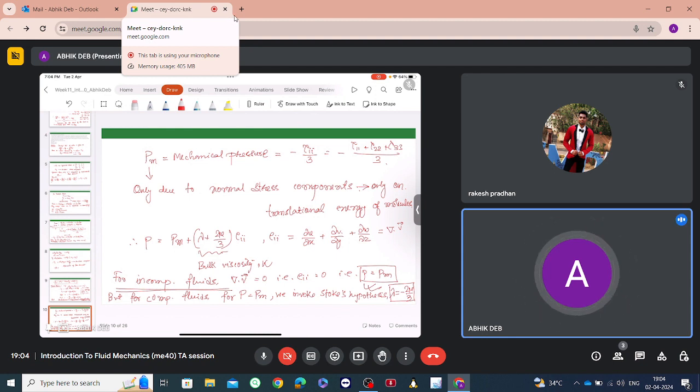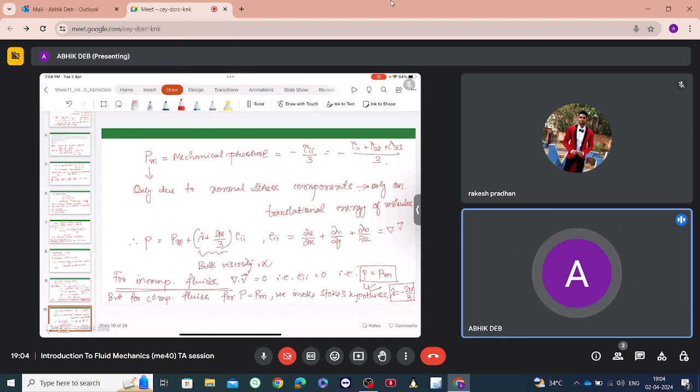So for incompressible fluids, P equals Pm by default, that is the thermodynamic pressure becomes equal to the mechanical pressure. But for compressible fluids, for the thermodynamic pressure to be made equal to the mechanical pressure, we invoke this Stokes hypothesis, that is lambda is equal to minus 2 mu by 3, and by incorporating this into the Cauchy's equation throughout, if we solve it, we will reach the Navier-Stokes equation in its most general form.